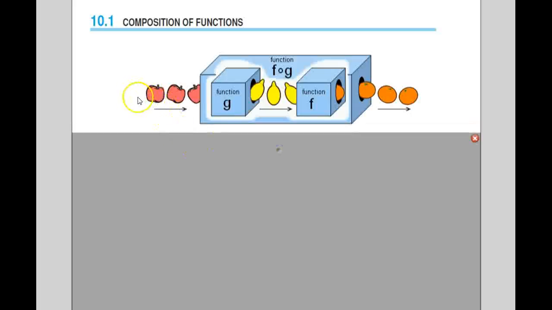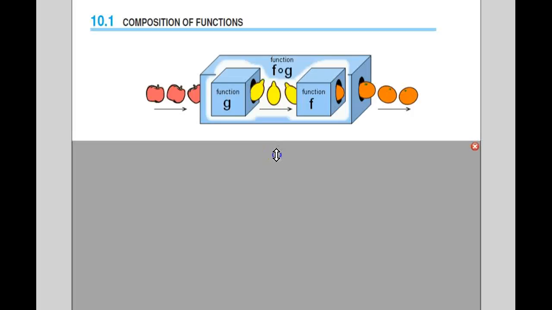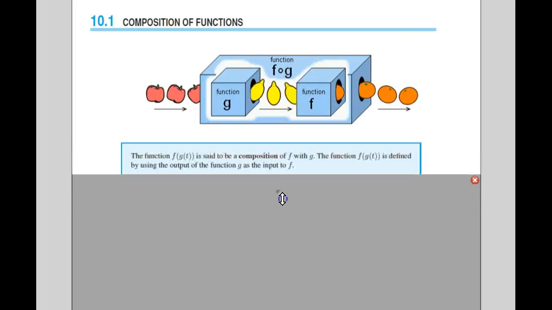Suppose I have a function that takes apples and turns it into lemons. And then I have a function that takes lemons and turns it into oranges. So if I put the functions together and I start with apples and output the lemons, and put those lemons into the other function, and out come oranges, then I have what's called a composition of two functions. I can start with apples and end up with oranges, even though there is no one function that takes in apples and produces oranges. We combine two functions that do what we need so that we can get the desired result.